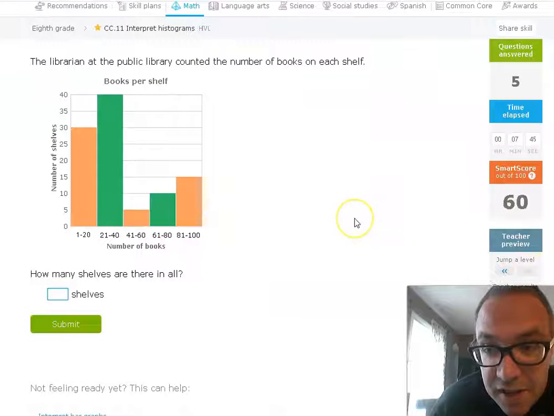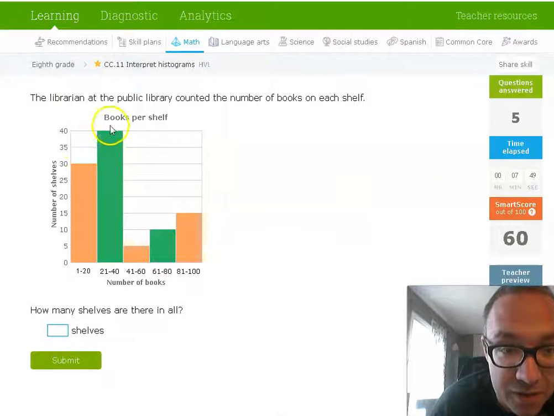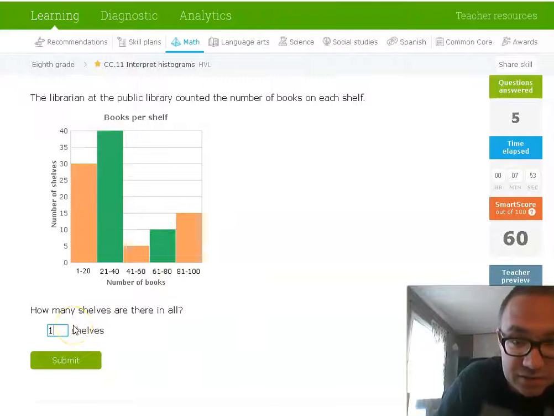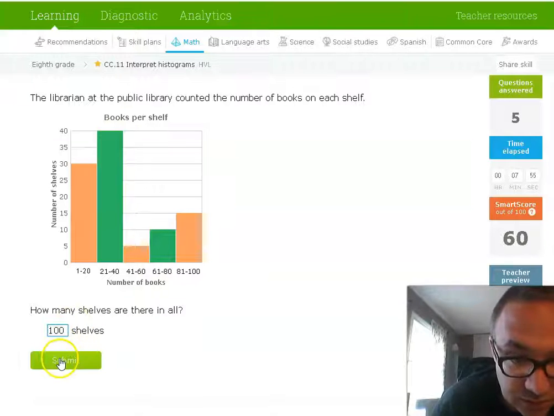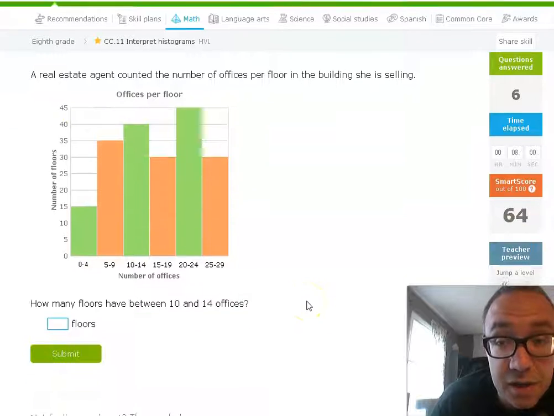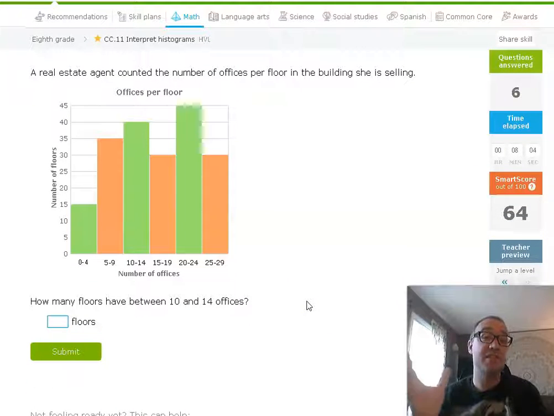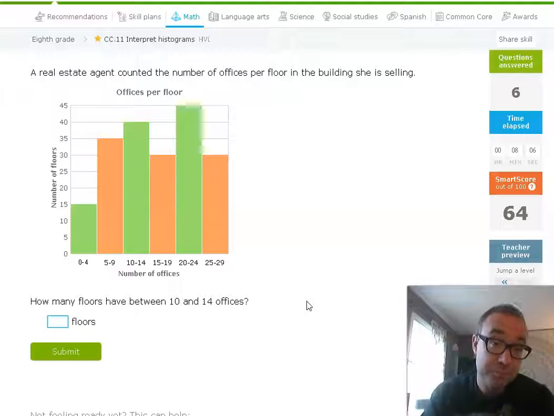Right? Oh, and this is the highest level. Okay, and how many shelves are there in all? Again, add up all the numbers. 585, it looks like 100. There you go. So that's histograms. Remember, frequency table is just in table form.